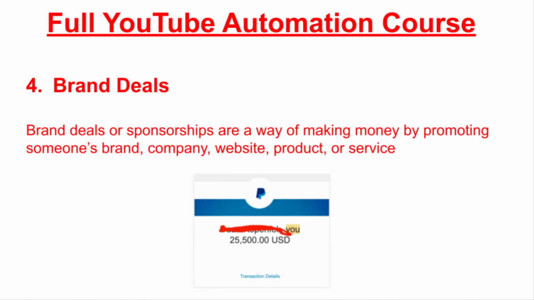And sometimes those deals can be anywhere from $100 all the way up to $10, $20, or $30,000, even more than that, per single video. And sometimes that's literally like 30 seconds mentioned in one YouTube video. So brand deals can be a really good way of making money with your faceless YouTube channel.